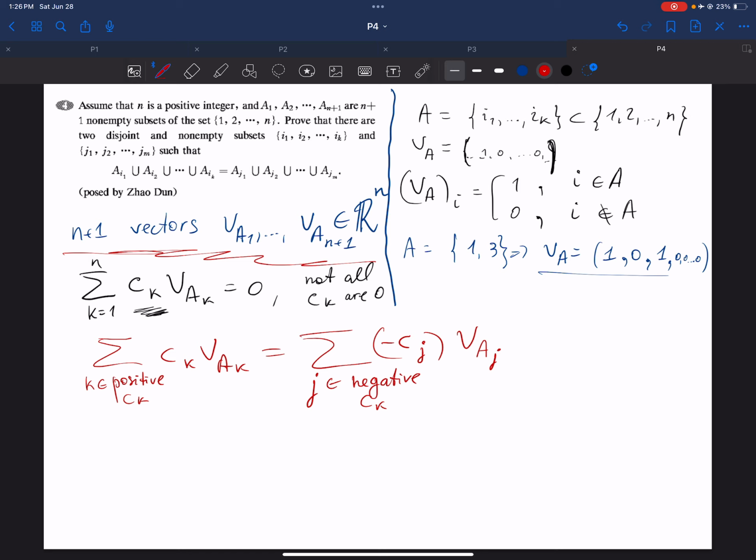Some indices k are such that ck is positive, and some indices j are such that cj is negative. Right? So these are disjoint sets of indices. But then basically what I want to say is that these sets satisfy this equation. Indeed.